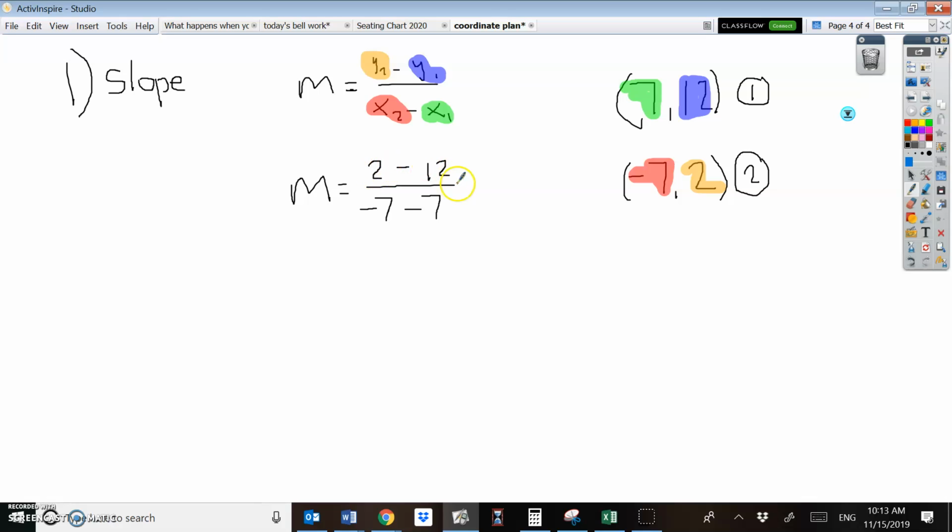2 minus 12. That's going to be negative 10. Negative 7 minus 7. So you're starting negative. Here's 0. Here's negative 7. And we're going more negative. So that's going to be negative 14.